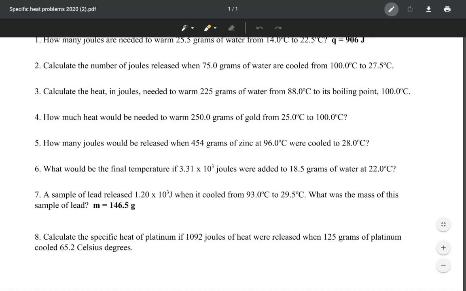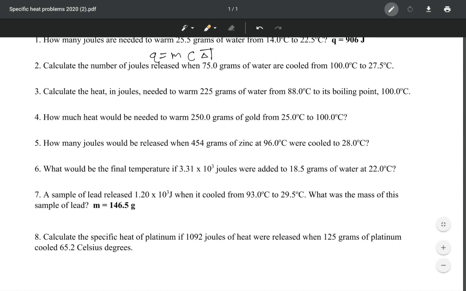Hello, today I'm going to go through how to work out the rest of the specific heat problems worksheet. Keep in mind the formula for specific heat says that Q equals M times C (with the little p, that's not really important) times delta T, which stands for change in temperature. So I already did problems 1 and 7, so I'm going to do the rest of them with you now.